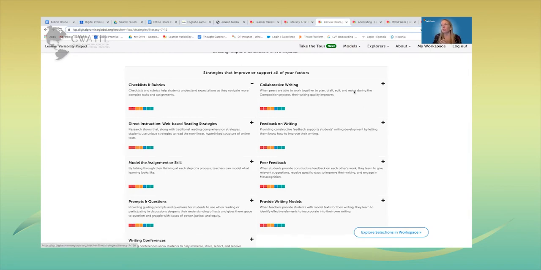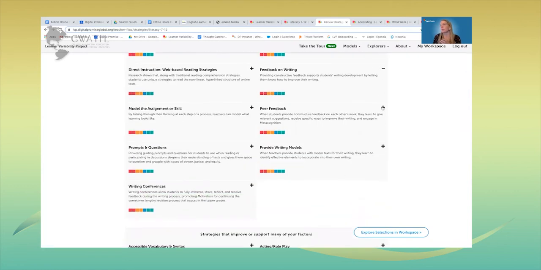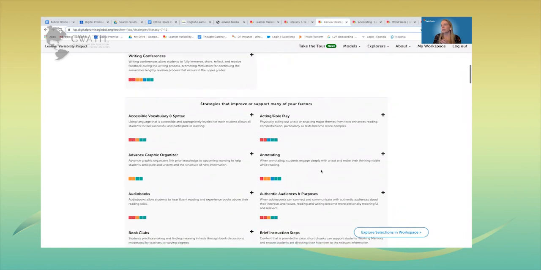So checklists, collaborative writing, feedback on writing, peer feedback, that can be great. Acting and role play. So I'm just going to pick a few. Then we're going to go to Explore Selections in Workspace.